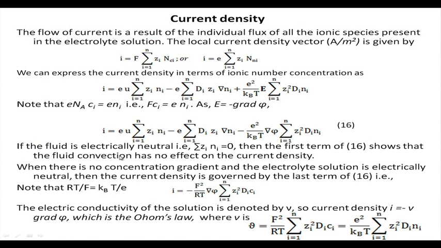Now, if the fluid is taken to be electrically neutral, that means the net charge density is 0. So, the first term is out, sigma Z I N I is 0. This shows that the current density is independent of the fluid motion, because fluid motion is involved only in this term.